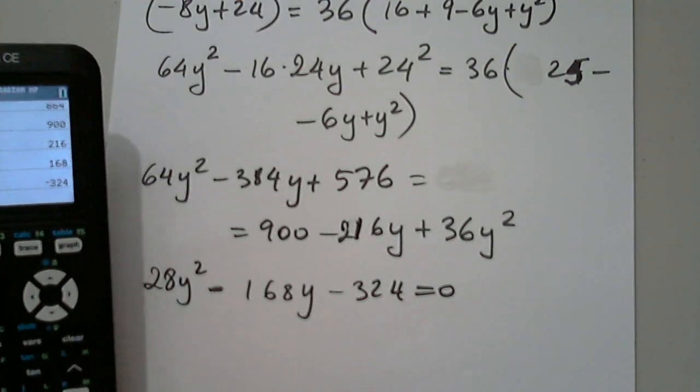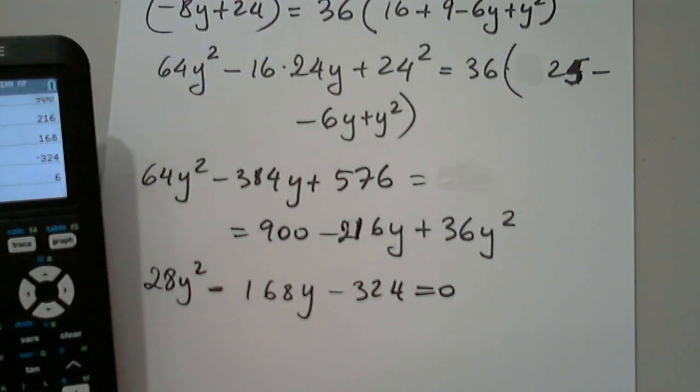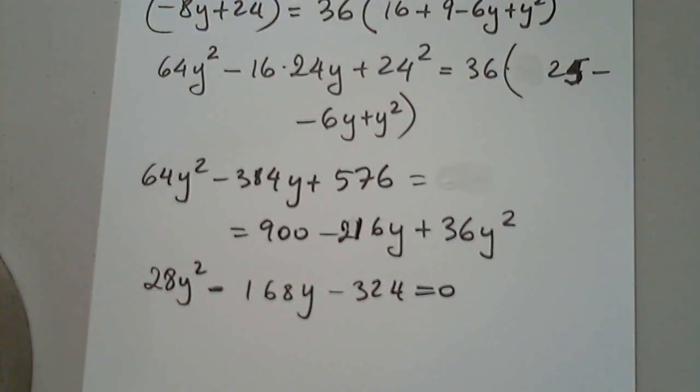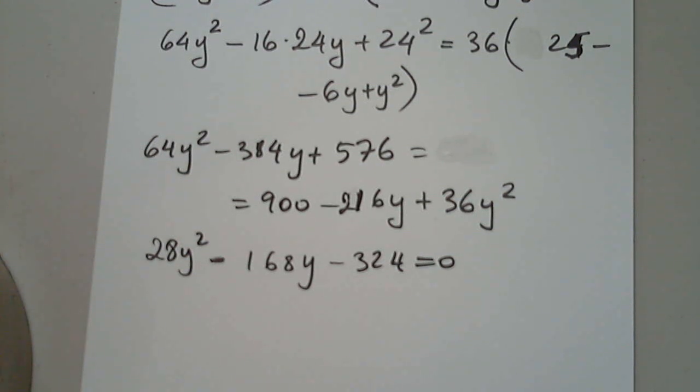Now, can I divide all this by 28? It will be nice. 168 divided by 28. Will that work? Oh my goodness. 324 divided by 28, please. No, that's not going to work. Okay, so assuming I did not make any numerical arithmetic errors, I hope, I'm going to go to apps and polynomial, and this is polynomial degree 2. And then I will punch in 28, negative 168, and negative 324.